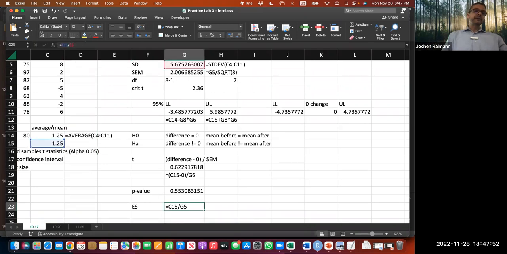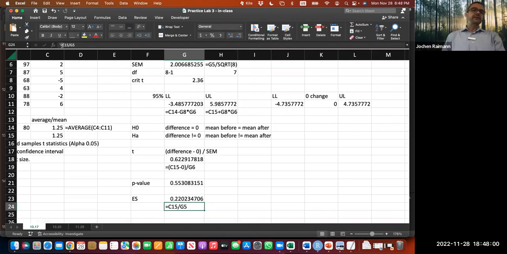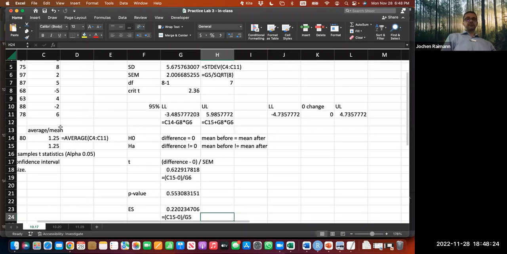So we are checking out on this. It's C15. It would be C15 minus 0 because it's paired. So C15 minus 0, our hypothesis, divided by G5, which is our standard deviation. What was C15 for you? C15 is the difference. So 1.25 minus 0, divided by G5, which is the standard deviation, the 5.67. Correct.